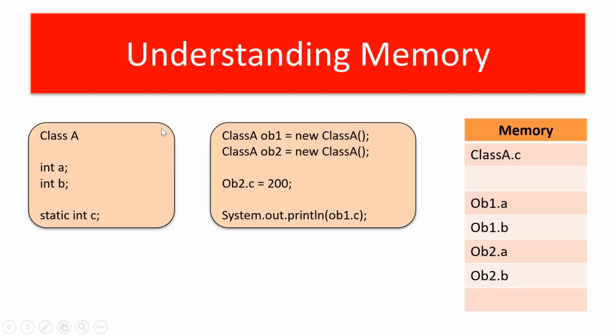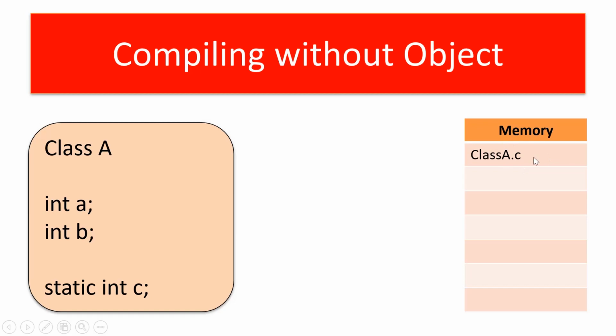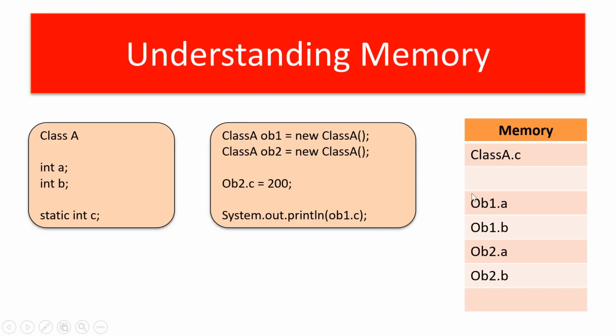Now in the same class, I am creating two objects, ob1 and ob2, right? Initially class A.c is created. Now ob1.a and ob1.b, then ob2.a and ob2.b. Integer variables a and b will be created with separate memory for both the objects. So 4 memories are created here. Now what I will do is ob2.c equal to 100.